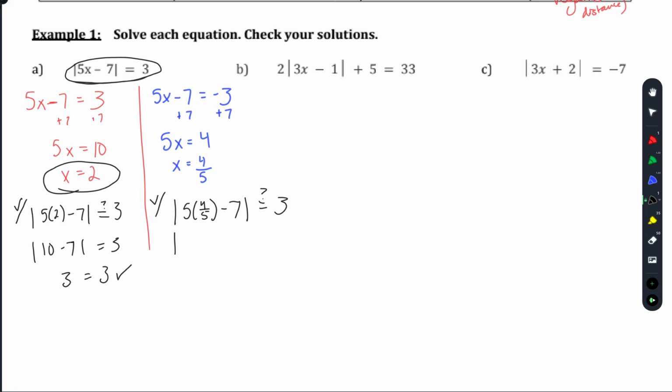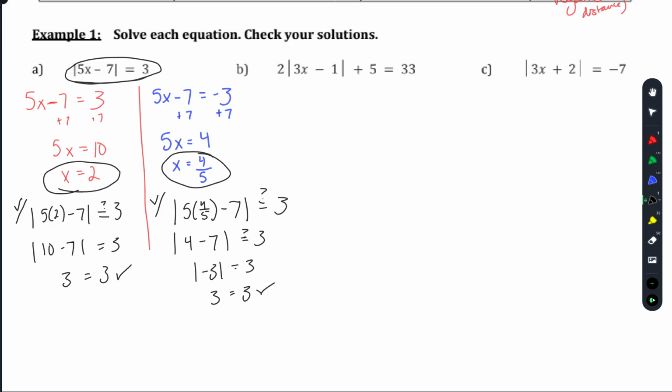Okay, if you plug in 4/5, 5 times 4/5, actually that's not that bad. They cross reduce, so it's going to be 4 minus 7, and then this one you get what? -3, but you're taking the absolute value of it, so it does work. So both of them work. So none of them are extraneous, that means. So if they both work, you have 2 answers that solve for that. Okay. So that one's one type.